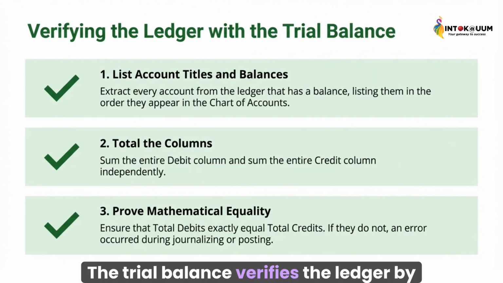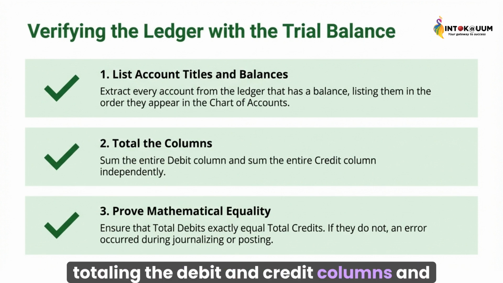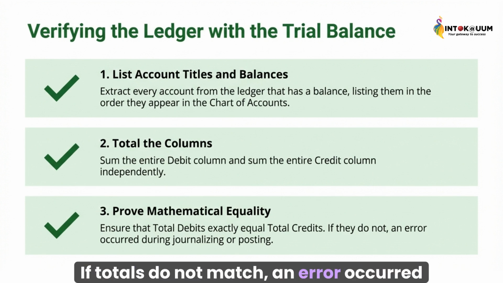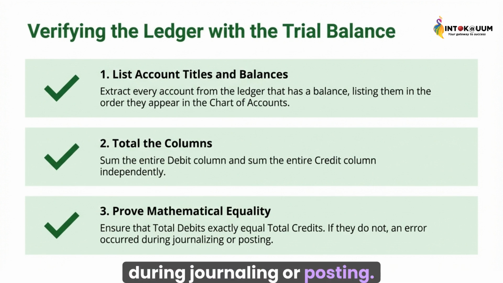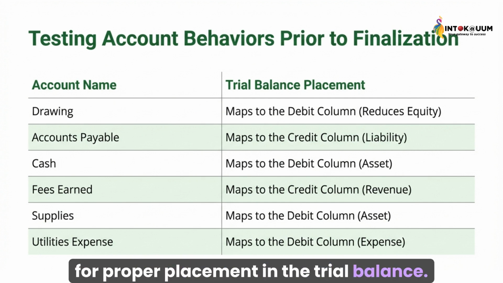The trial balance verifies the ledger by listing account titles and balances, totaling the debit and credit columns, and proving mathematical equality. If totals do not match, an error occurred during journalizing or posting. Prior to finalization, accounts are tested for proper placement in the trial balance.